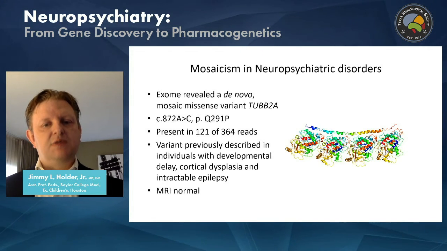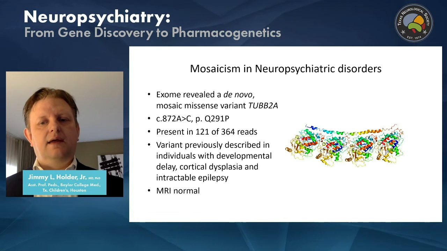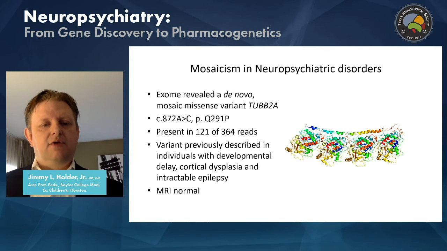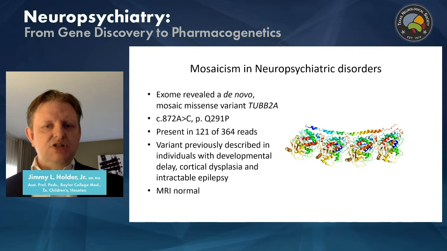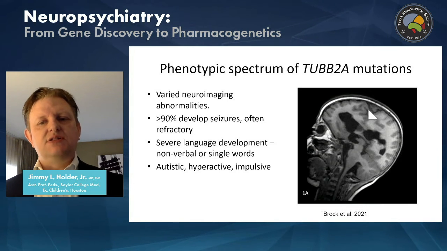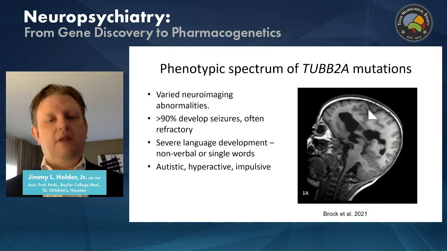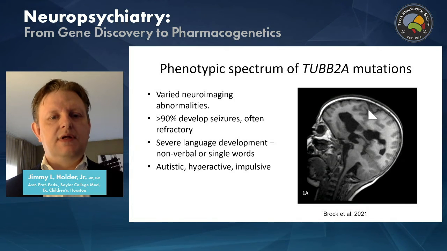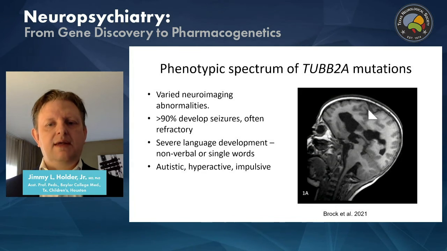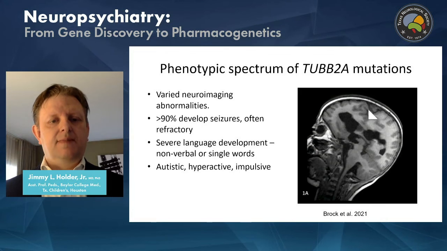This particular variant has been described before, at least as a germline variant, in a patient with a significant developmental delay, cortical dysplasia, and intractable epilepsy. But our patient was found to have a normal MRI. Just a bit more about TUBB2A. Again, germline mutations have been identified in patients with neurodevelopmental disorders. Many of these have abnormalities that are found by neuroimaging. These can include cortical dysplasias as well as abnormalities in the corpus callosum.